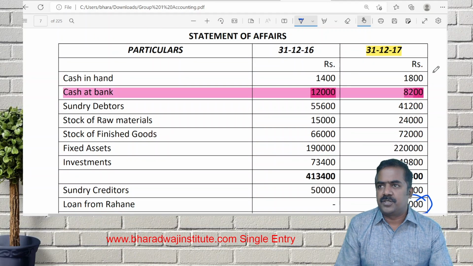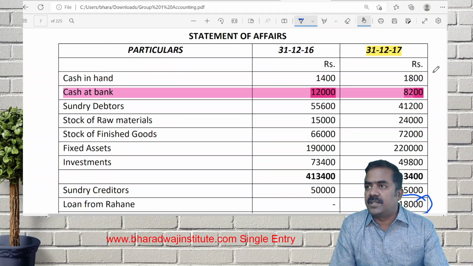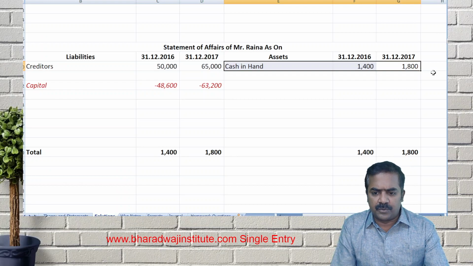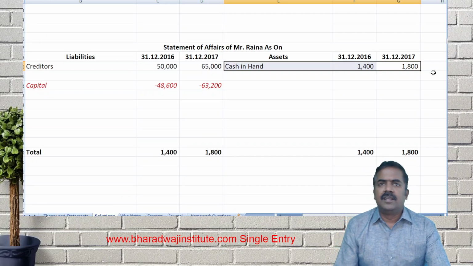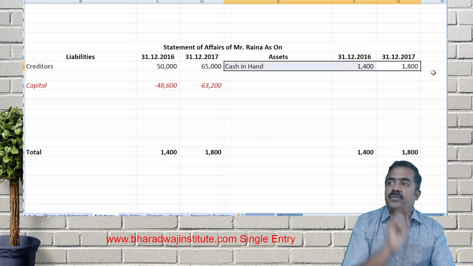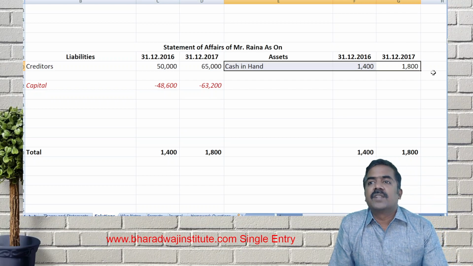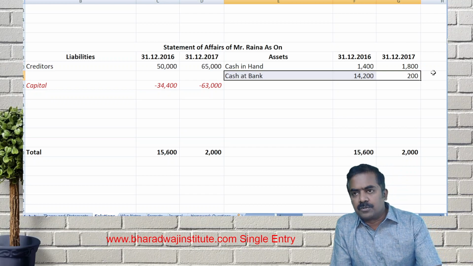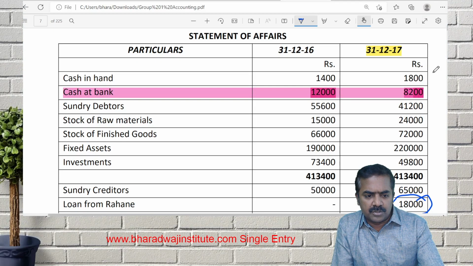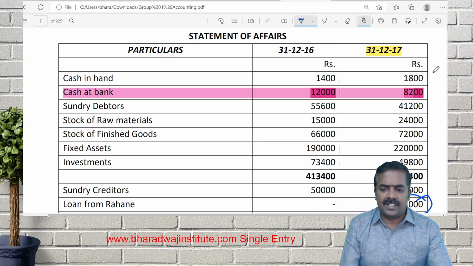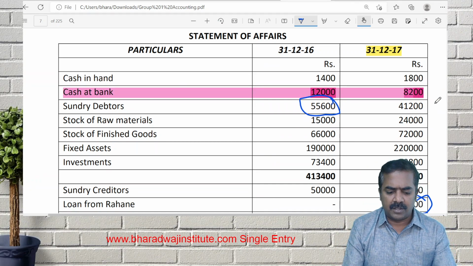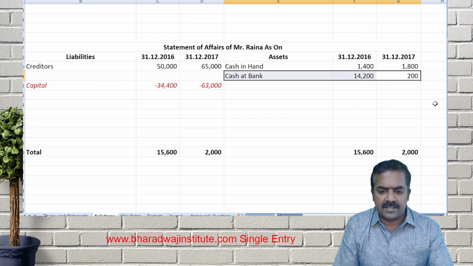Next, what are assets? Cash in hand, no change. Cash in hand, you can take it as it is. What is a cash in hand? 1,400 and 1,800, you can take it. Bank balance, revise the working. First working note, bank balance, how much? 14,200 and 200. Then, opening balance the same. Opening balance, there is no adjustment. Closing balance, we adjusted. What is the closing balance adjusted?